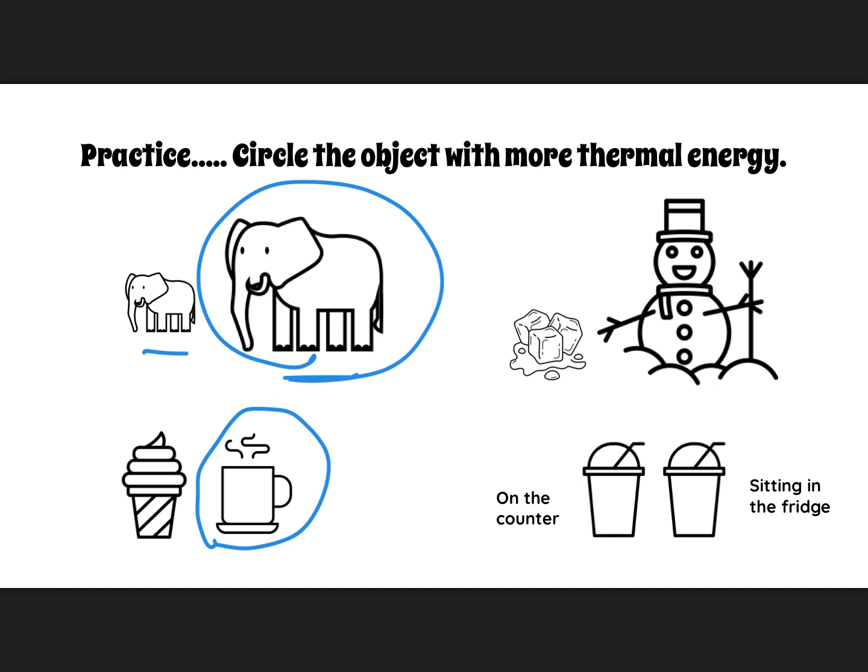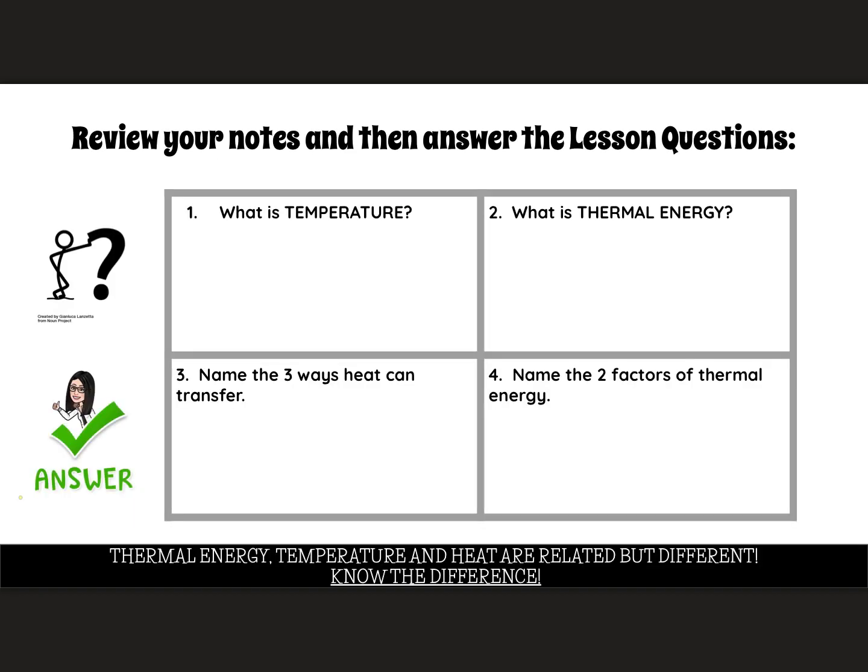Now it's your turn to try. Look on the opposite side of the page, and I want you to circle the objects in each example that have more thermal energy. All right, that's the end of the information. I want you to go back, review your notes, and answer these 4 wrap-up questions. I wrote you a little note down at the bottom. It says thermal energy, temperature, and heat are related but different. And you have to know the differences. That is the key to understanding this lesson. Okay, good luck.